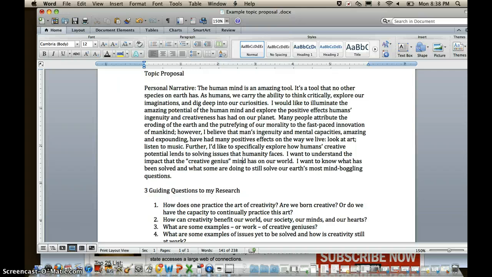I'm looking at the positive effects of a human's creativity. Obviously, it's had negative effects. We can think of, for example, the atom bomb. Very creative and innovative. However, probably not the bright side of humanity.